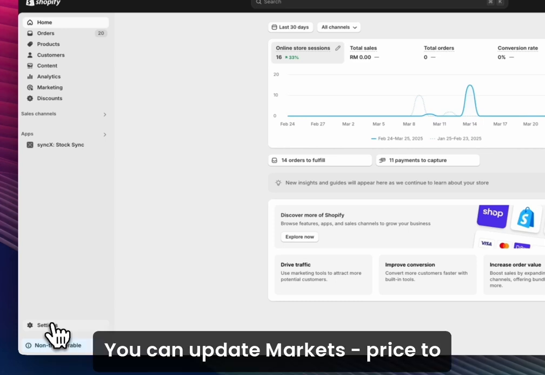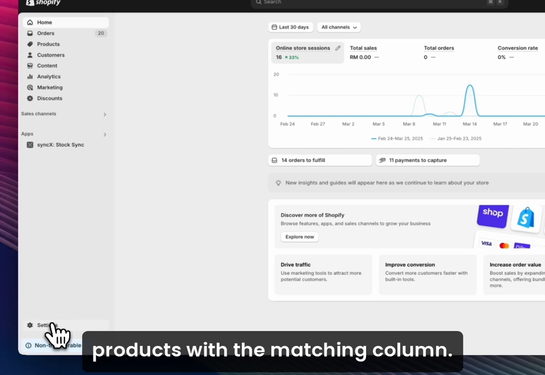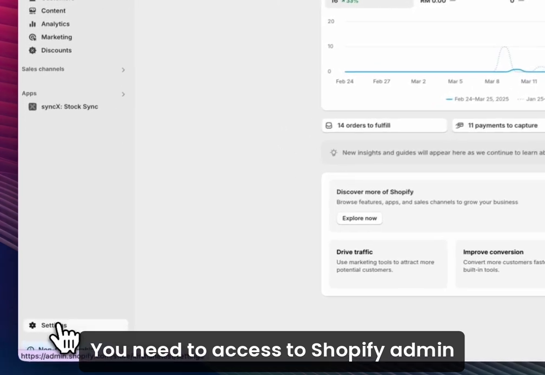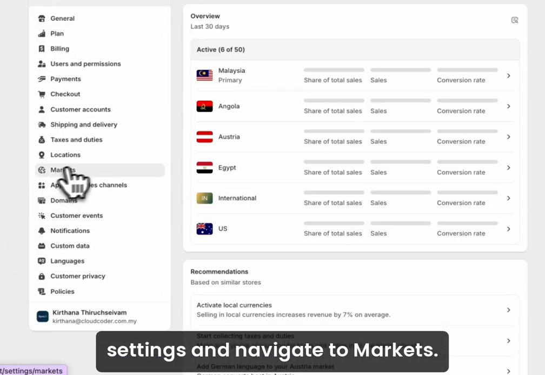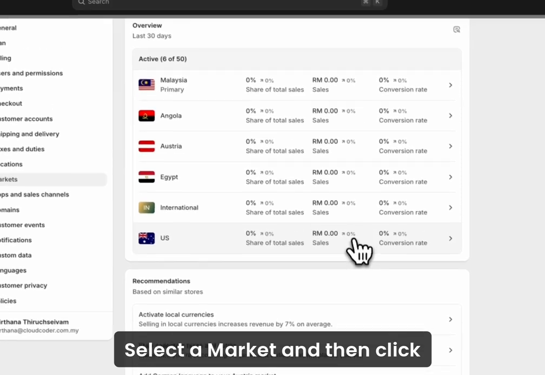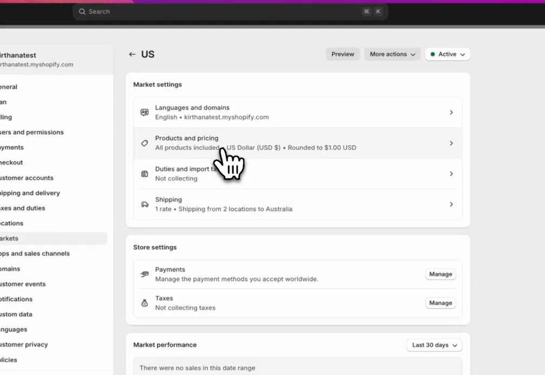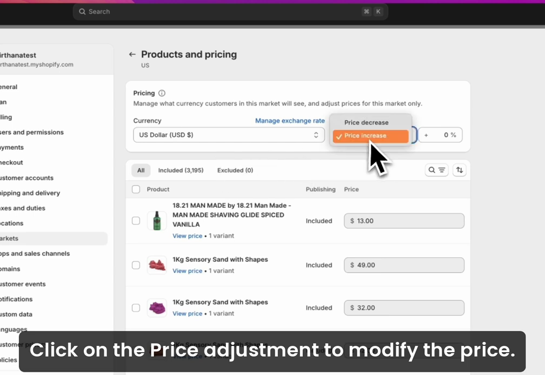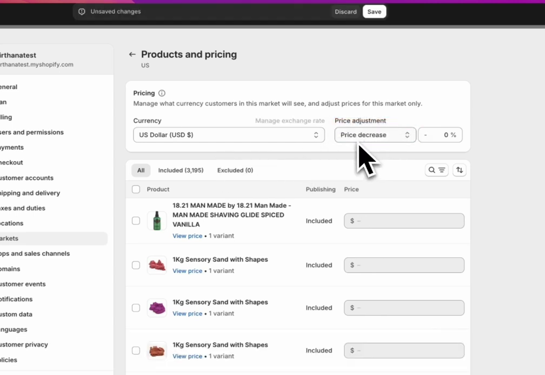You can update market price to products with the matching column. You need to access Shopify admin settings and navigate to Markets. You will see the active markets you created. Select a market and then click on Products and pricing. Click on Price adjustment to modify the price.